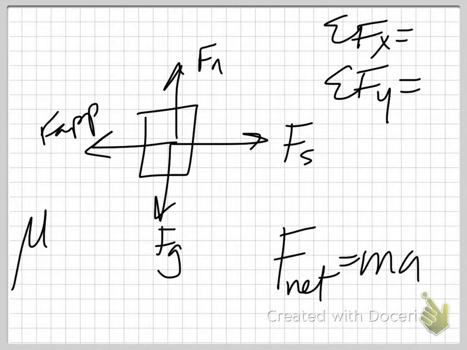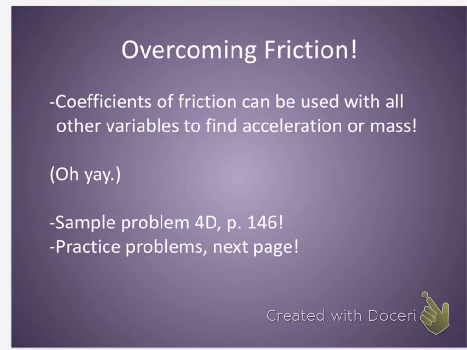Plus all our mu s or k stuff. Okay, so now we're going to throw all that together. 4D is fairly challenging usually, but we're going to walk through it together and you'll be just fine. You now have 3 equations for every problem because you've got sum of forces x, sum of forces y, and the mu equation. So that gives you lots of pieces to find the missing puzzle pieces. So we're going to go ahead and do 4D. This is on 146, and we'll just walk through it together.